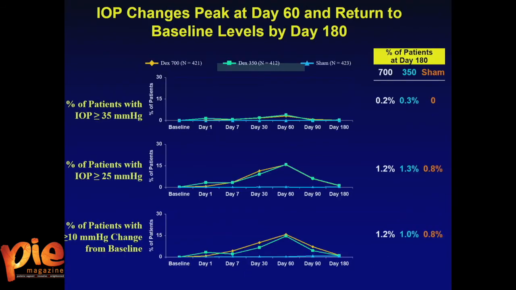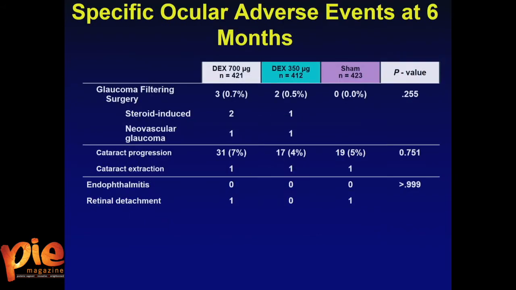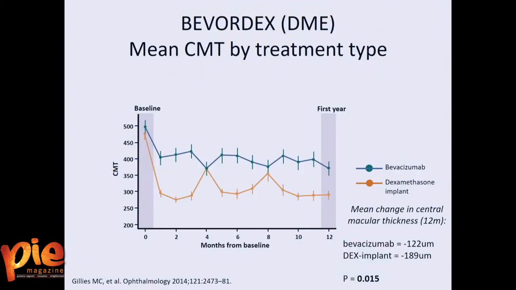And of course, intraocular pressure goes up with steroids and came down again when they went off treatment. There was very little cataract progression, but you're not going to see cataract progression in a 6 or even a 12-month study. It takes 1 to 2 years before you start getting secondary cataract.